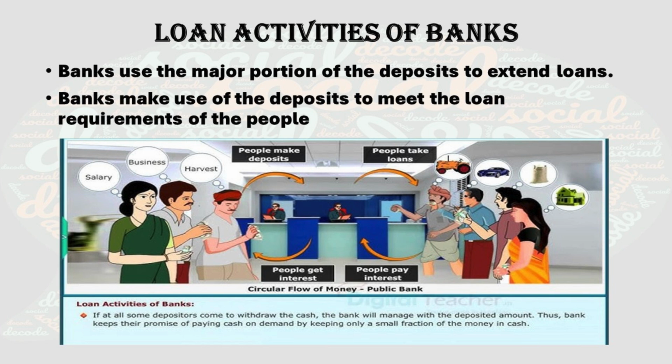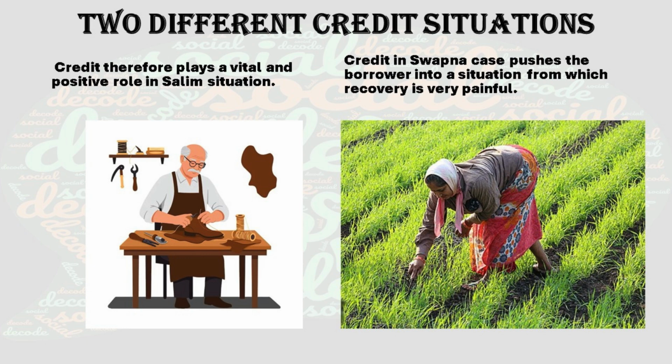Now let's learn what credit actually means. What is credit? Credit means an agreement where the lender gives money or resources to the borrower with the promise to repay later, usually with interest. But credit can have two sides. One is that it can help a person to grow. One more thing is that it can also push someone into trouble.